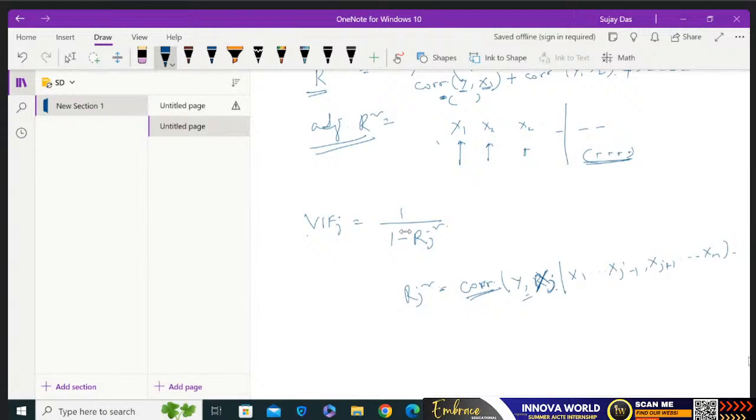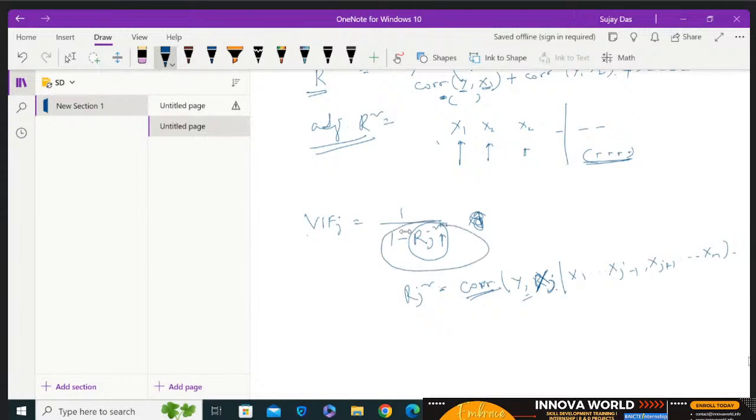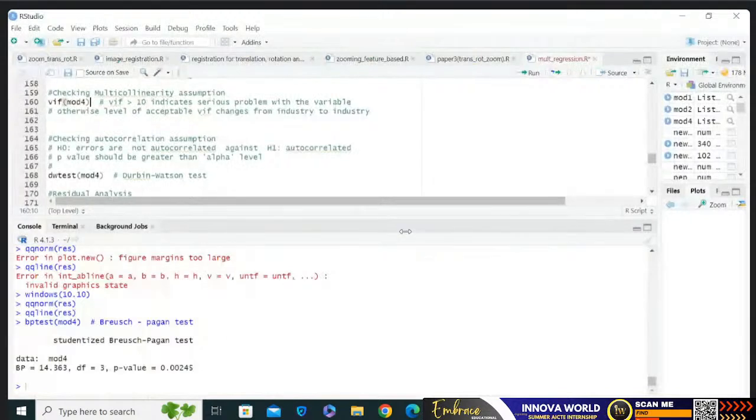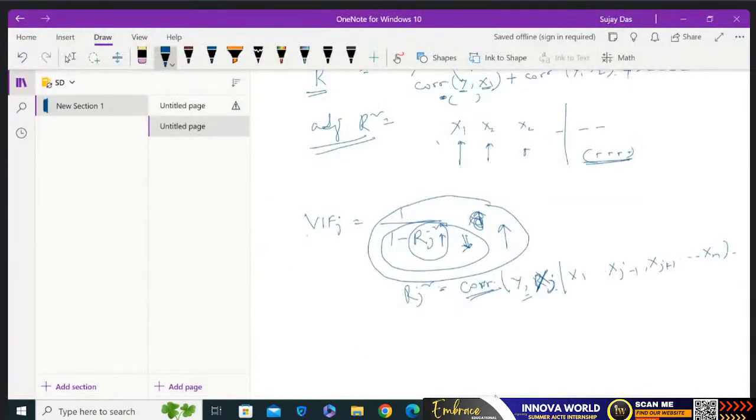Now suppose Rj goes higher, what happens? If Rj goes higher, then 1 minus Rj squared goes down, right? And as a whole, the VIF goes higher, right? Understood? So what happens?